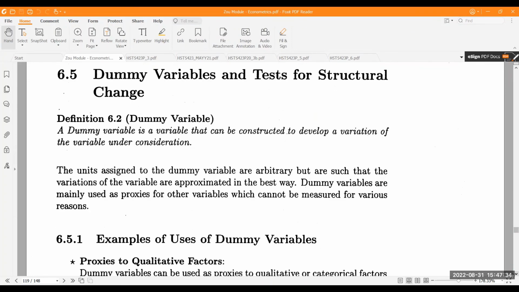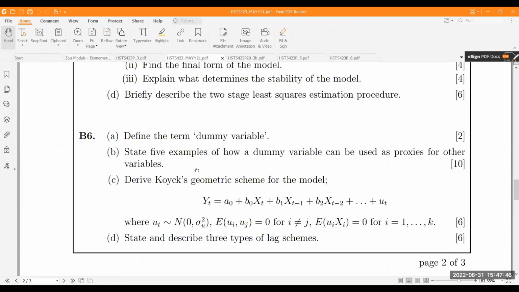Now, the other question was on dummy variables. I think that's the last section on this, 6.5. I asked you the question. These are the questions here, which you see are very simple. Define dummy variable. Next, give 5 examples of how dummy variables can be used as proxies for other variables. That's questions A and B. We are going to answer that one, and we are done with today's lecture.